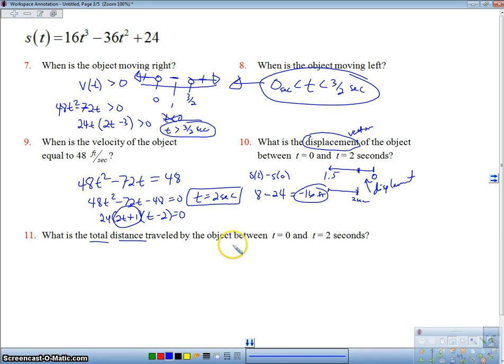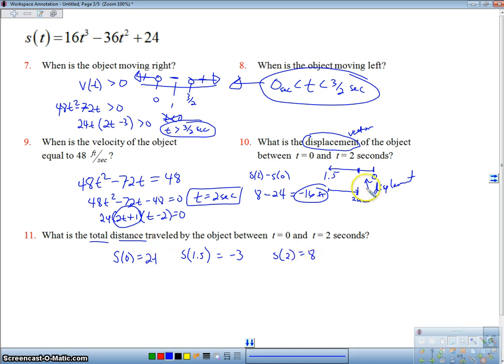So what's the total distance traveled? Well, from 0 to 1.5, s of 0 is 24. s of 1.5 is negative 3. And then s of 2 is 8.